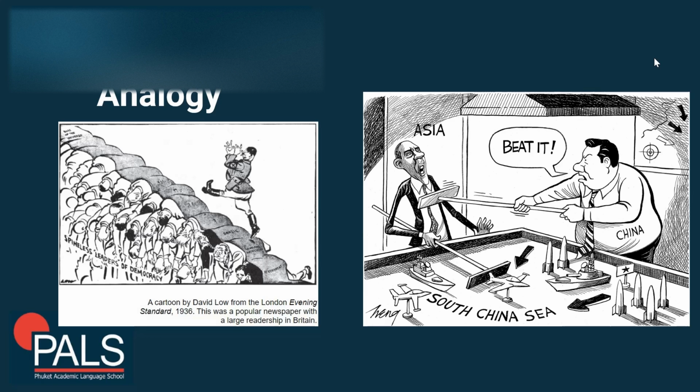This was in 1936. It turned out to be quite true, in some historians' opinion, that the policy of appeasement did lead to Hitler making a laughingstock of Europe and eventually committing horrendous genocide. If we move over to the right, we have another cartoon about the South China Sea. I'm not sure of the date of this cartoon, but since the South China Sea is still a hot issue for geopolitics, it could be any time.